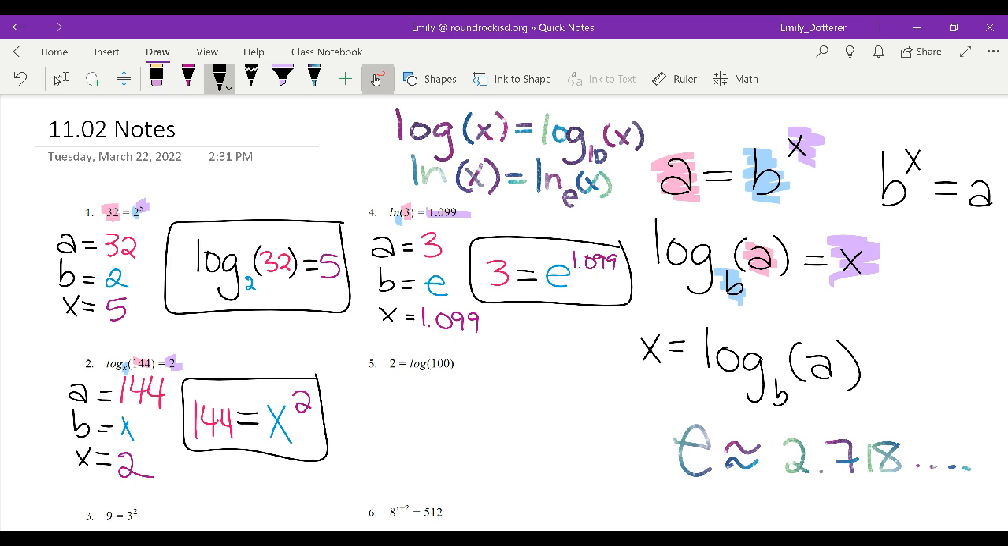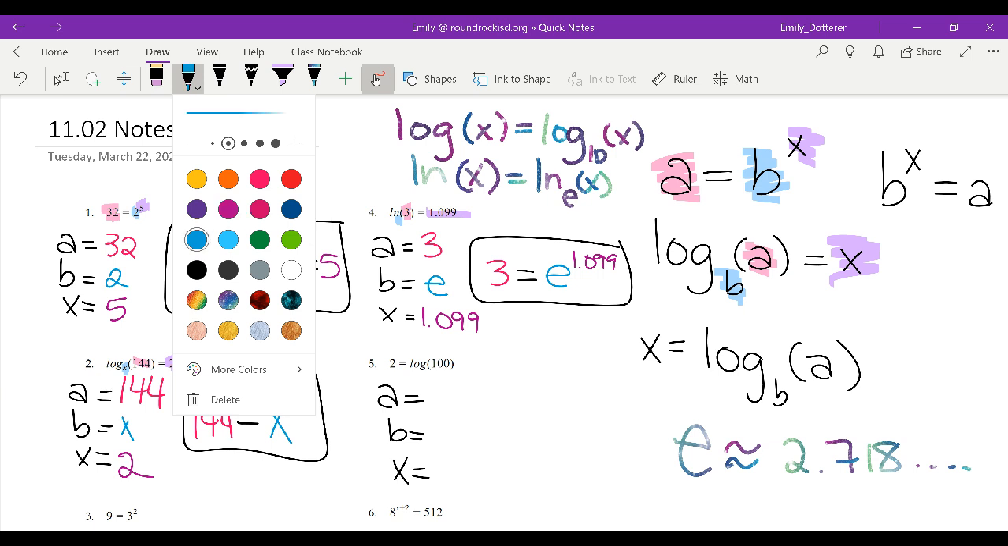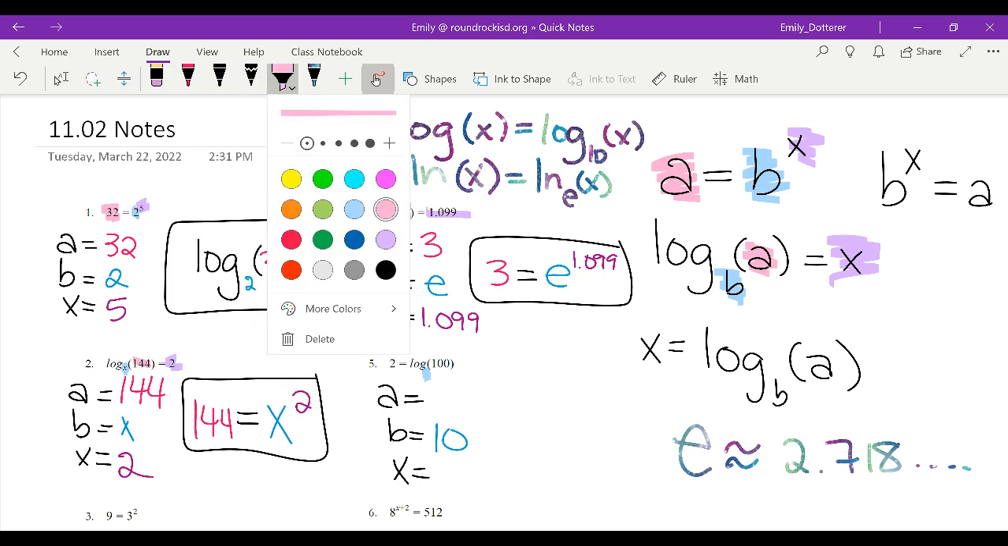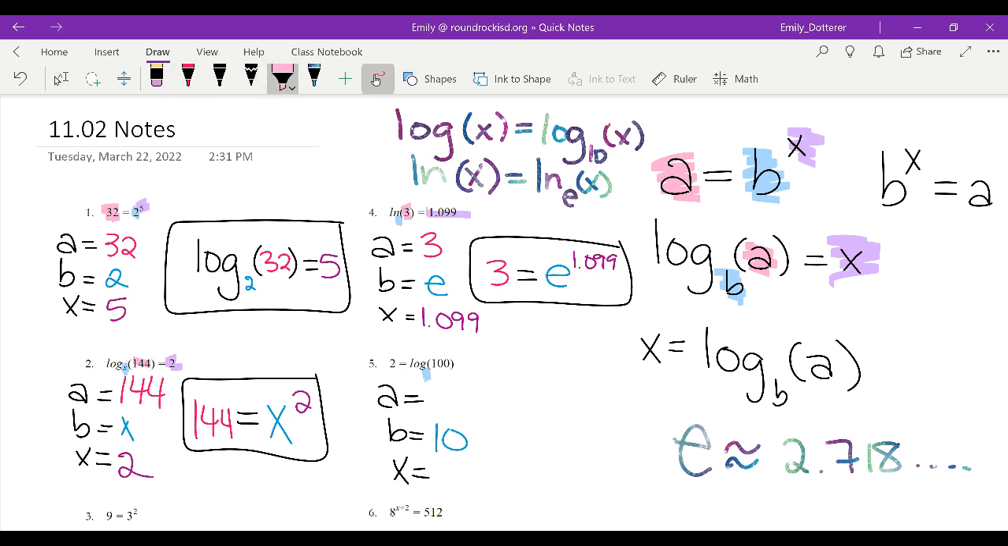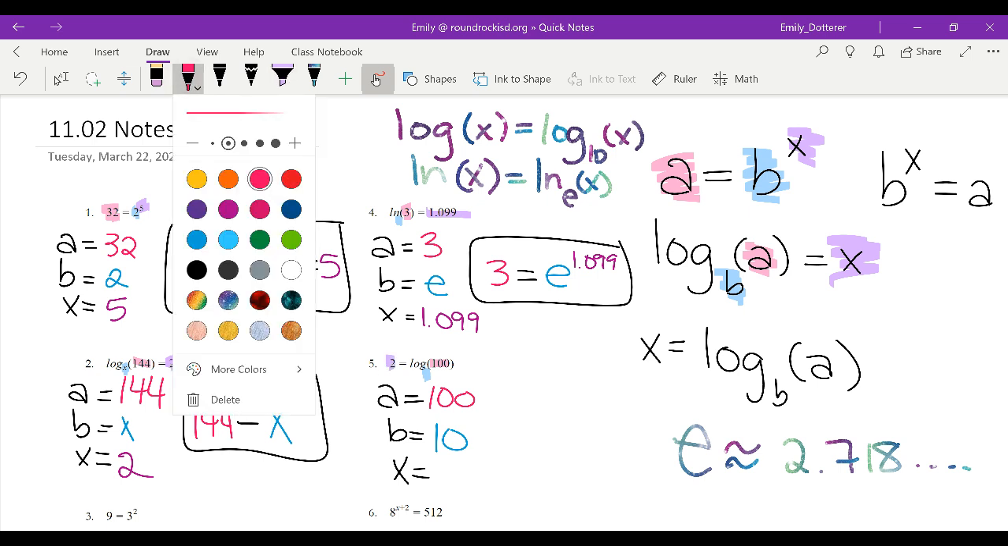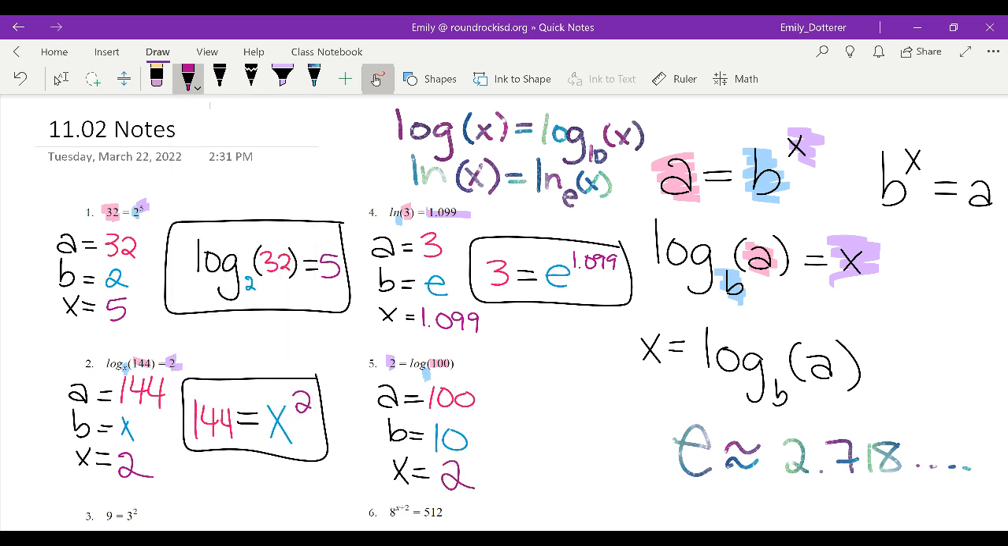Similarly with number 5, we don't have a base given. This one is a common log because it's written out log as opposed to ln. So since there's nothing there, it's a 10. A is inside the parentheses. X is what the log is equal to. In this case, that's 2. And then we've got A equals B to the X.